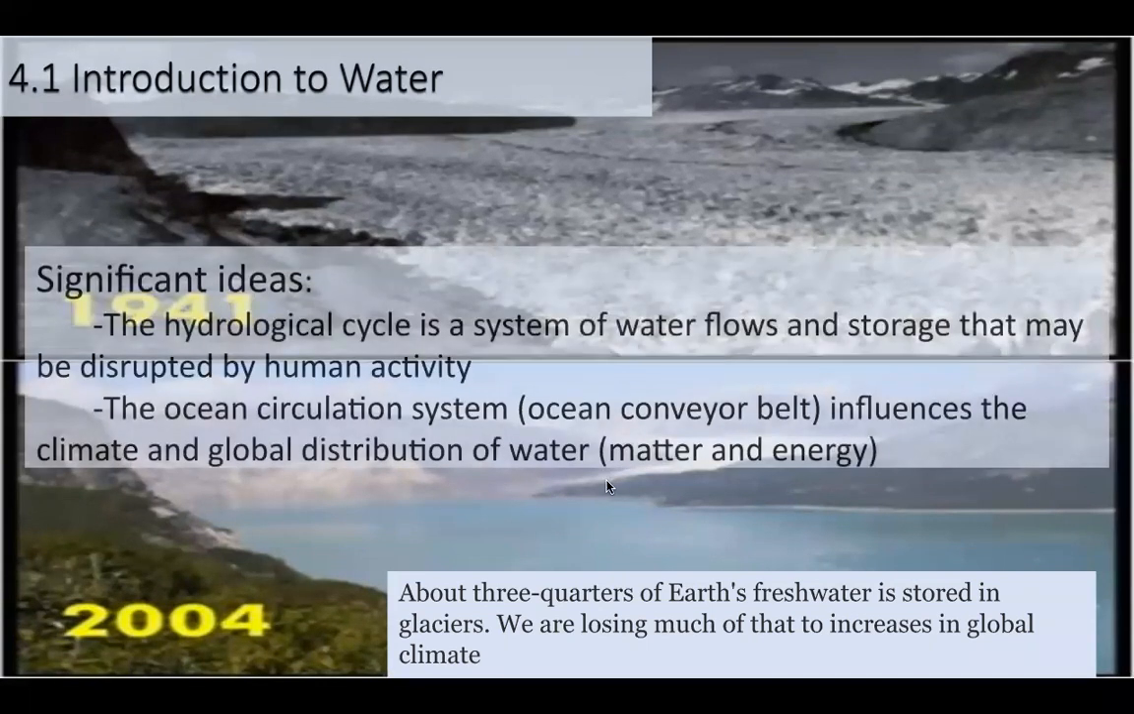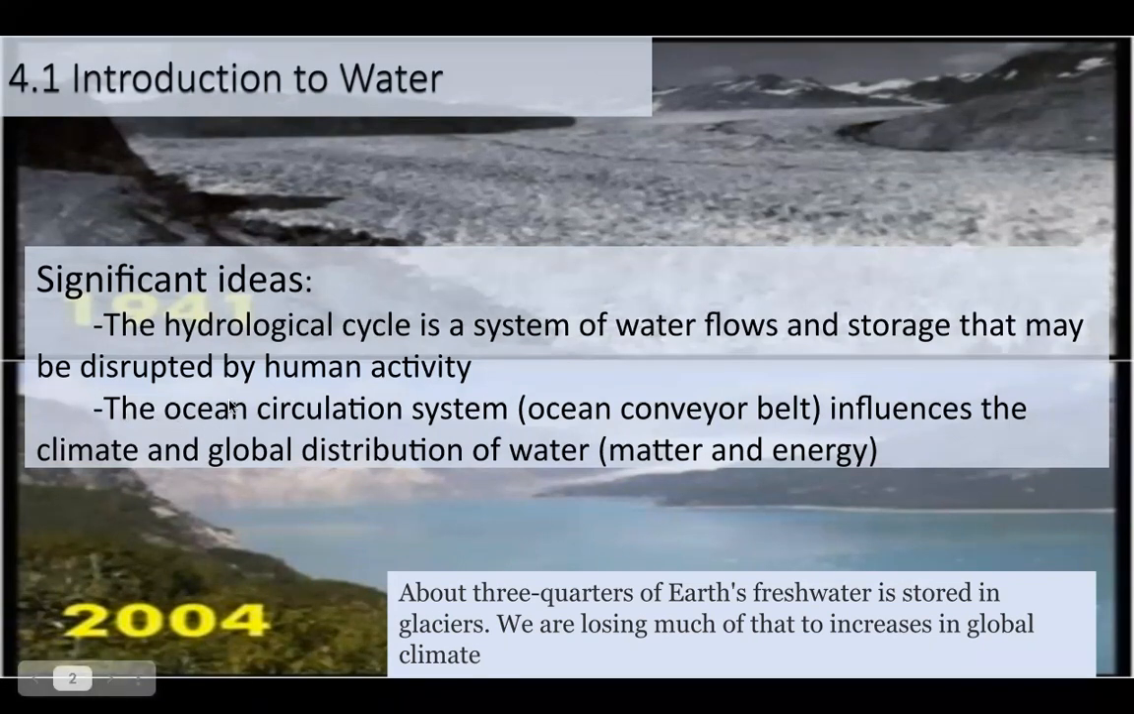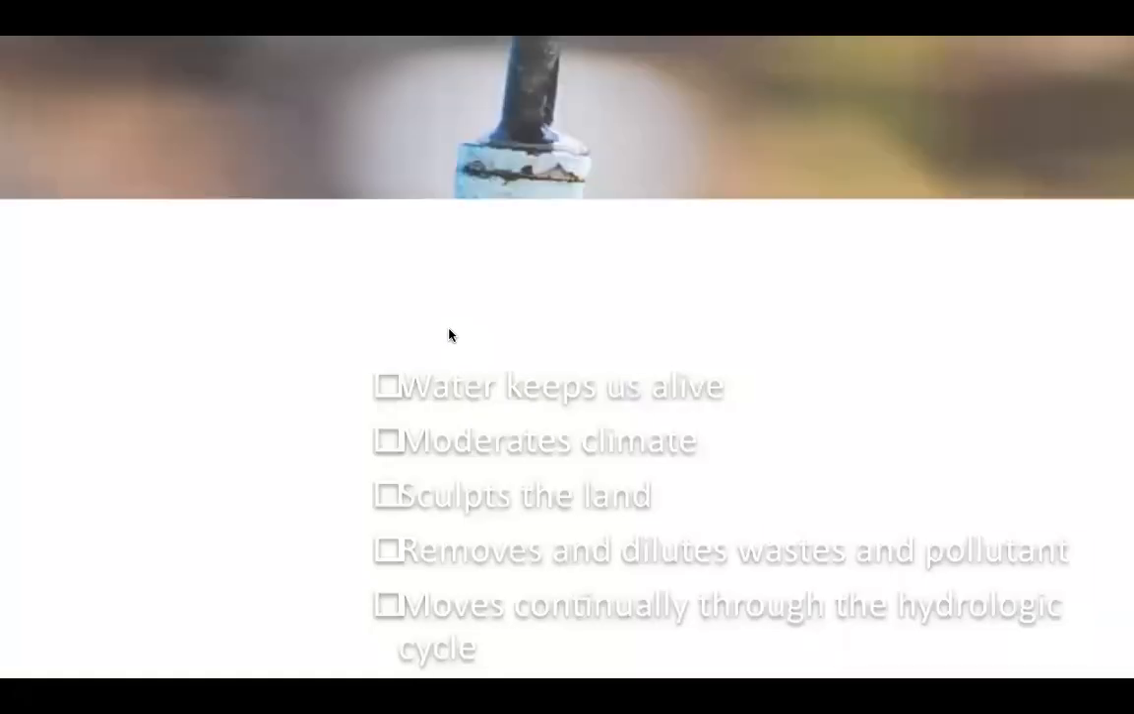But the major ideas for this topic are that the hydrological cycle, the water cycle, is a system of flows and storages, as we just saw. Those can be disrupted by human activity, as most things on Earth can be. And then we also have the ocean circulation system. This is kind of like the currents that move water around the ocean, sometimes called the ocean conveyor belt. And we'll see how that changes climate and distribution of water.